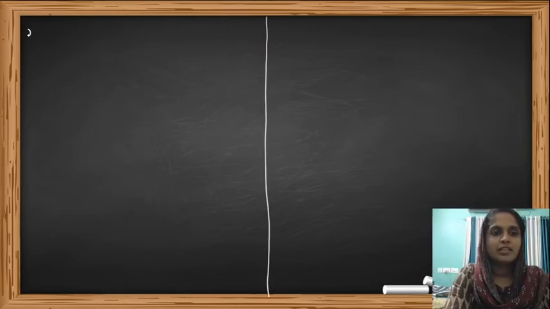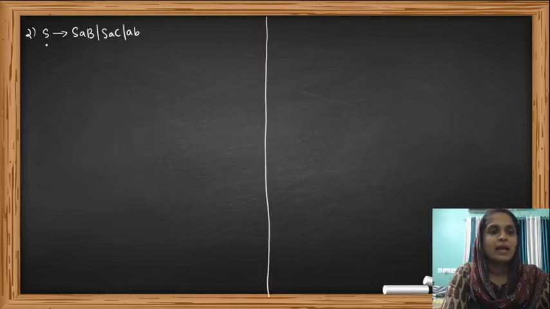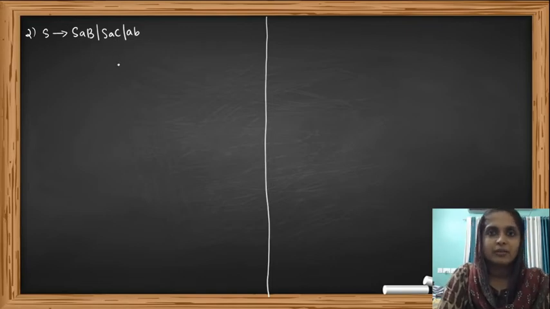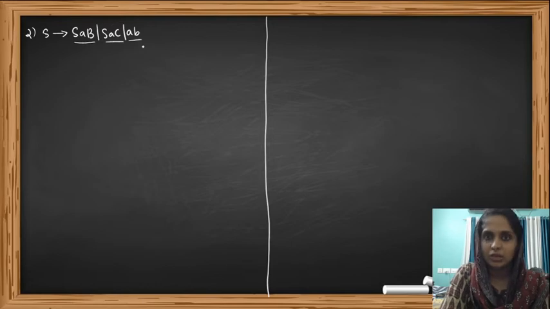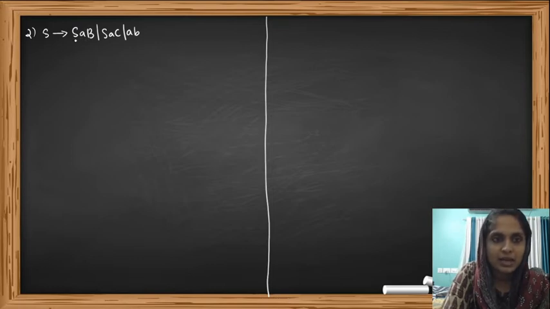Okay, now let's move on to our second example. S produces SAB bar SAC bar AB. So what is our alpha? Here you can see that there are actually three terms, right? There are three terms, and among the three terms, two terms have a common prefix. That is our SA. You can see that the first term starts with SA, and the second term also starts with SA.